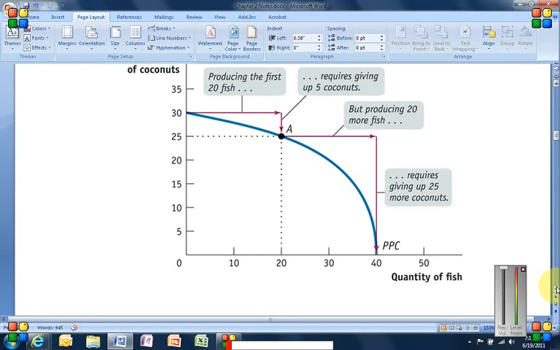So those are some numbers and some descriptions about the difference between the straight line and the bowed outward or the curved production possibilities frontiers. I like to call them PP curves for short.